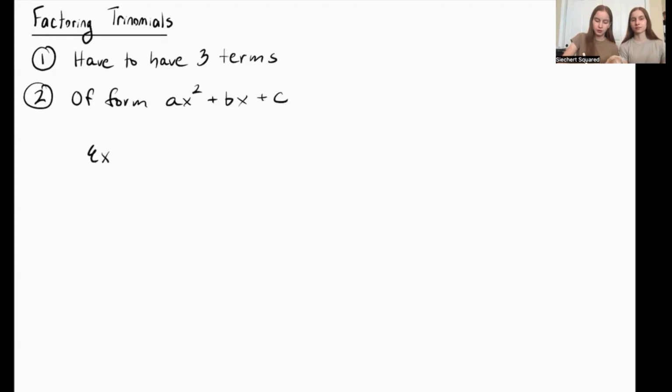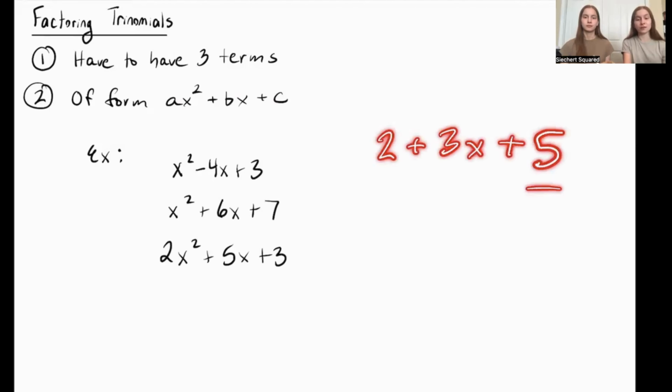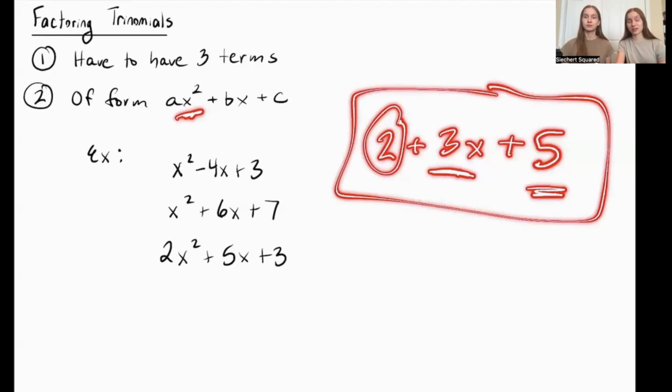Now, what that might look like. For example, some things that meet this criteria would be x squared minus 4x plus 3, x squared plus 6x plus 7, or 2x squared plus 5x plus 3. All of these have three terms and are of that specific form. Something that would not work would be something like 2 plus 3x plus 5. This is a number, this is something with that x term, but this is just a number. It is not something with an x squared, so we would not say we could factor this like a trinomial.